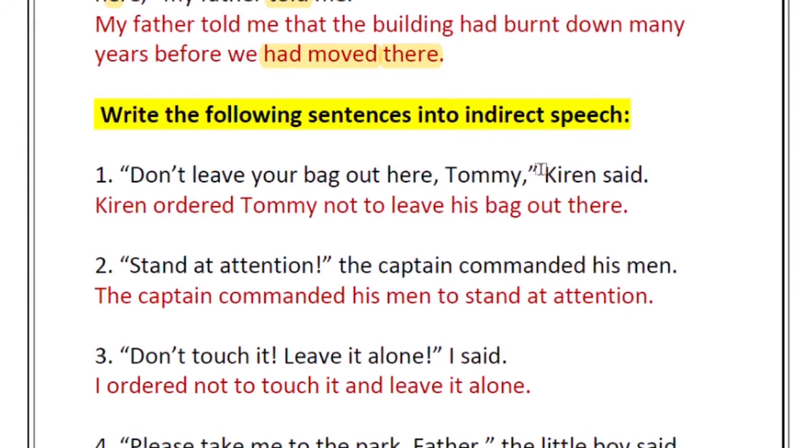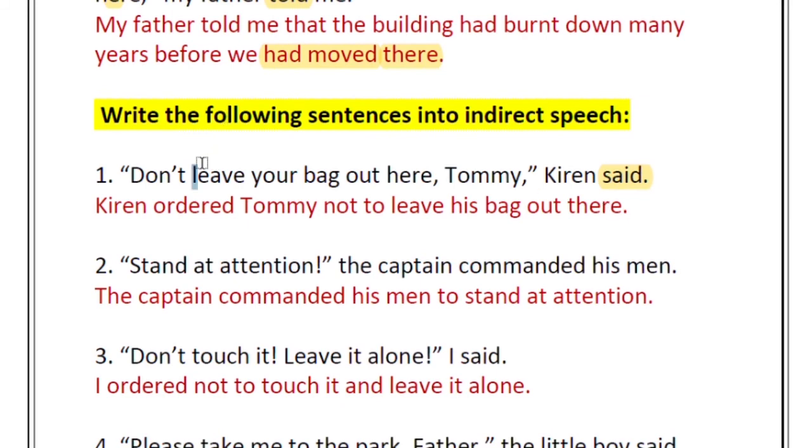Don't leave your bag out here, Tommy. So you'll follow the same thing. Reporting verb is in past tense, so the tense within the quotes will change. Kiran ordered. Why is it ordered? We can just remove the word said and use whatever the meaning of the sentence is. What is being said to Tommy? That don't leave your bag out there. It is an order, not a request. So Kiran ordered Tommy not to leave his bag out there.